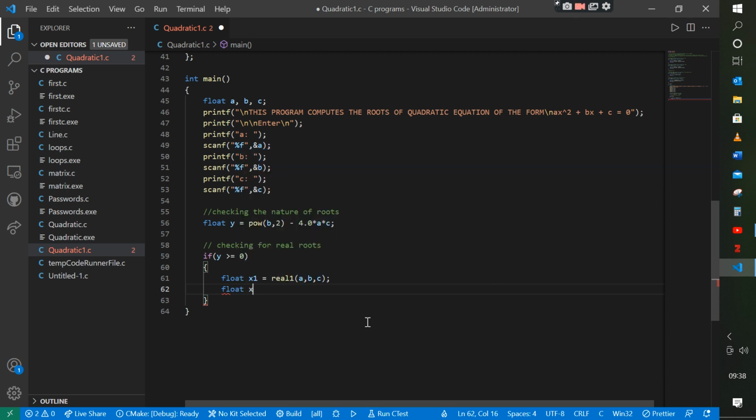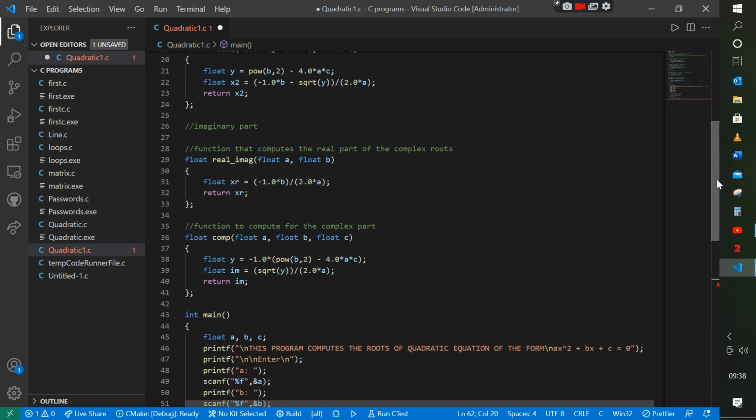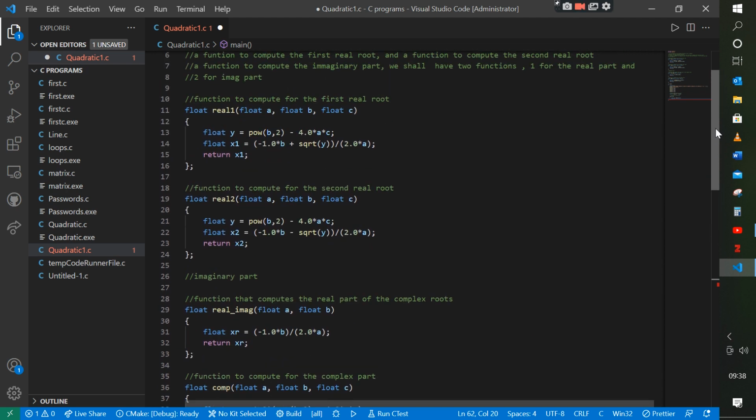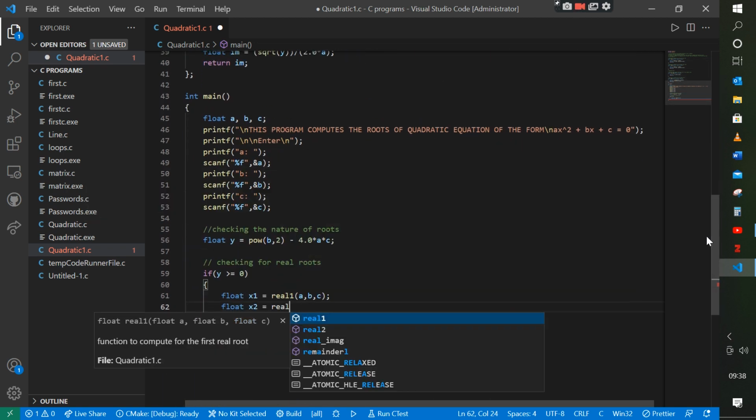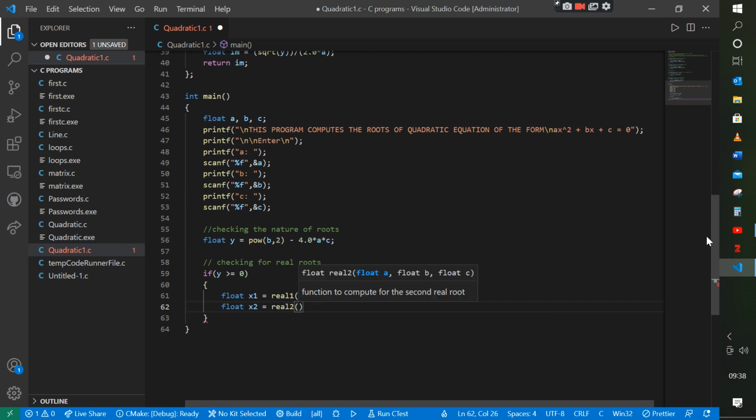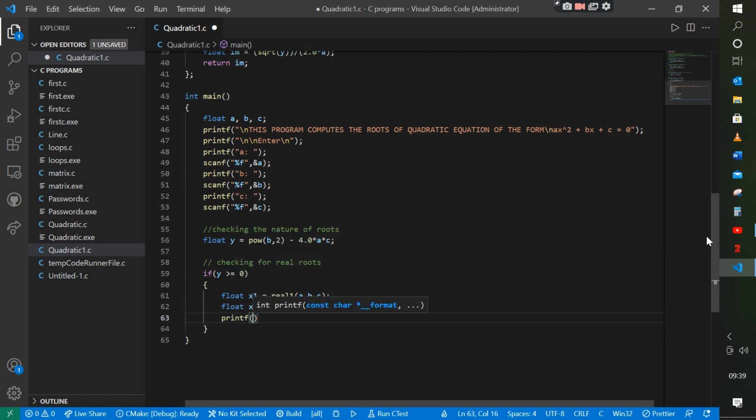And we also need the second root. The second root, we can call it x2. And the function that computed the second root is here, real 2. It can accept arguments like A, B, and C. You terminate. Then after, we can print what we have. So we are going to print the results. We can print them on a new line. We can call them roots.